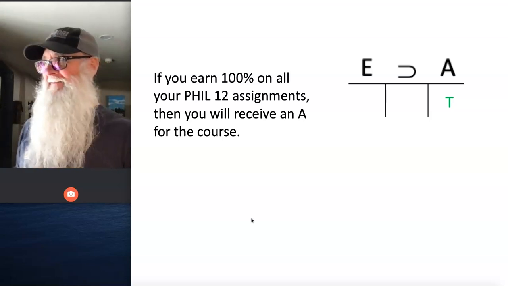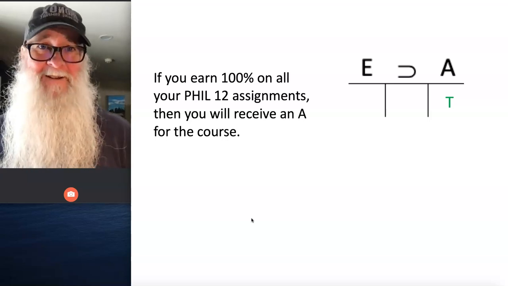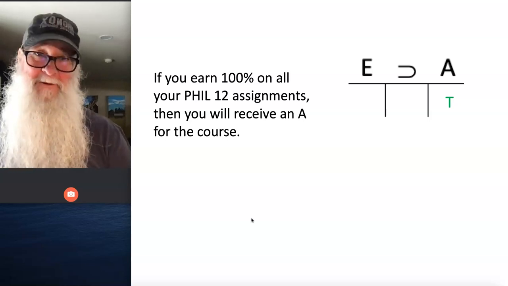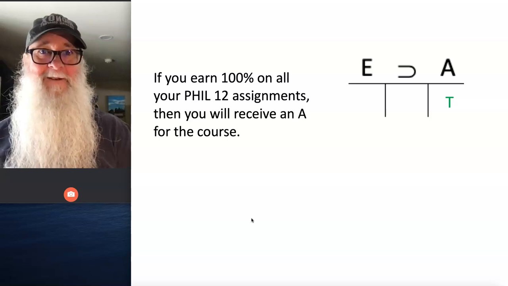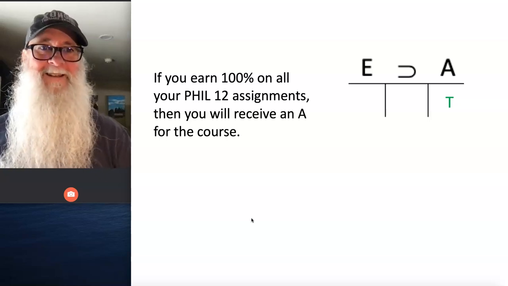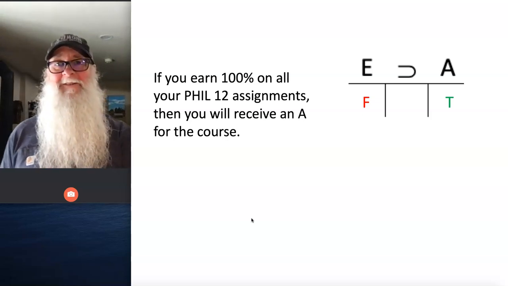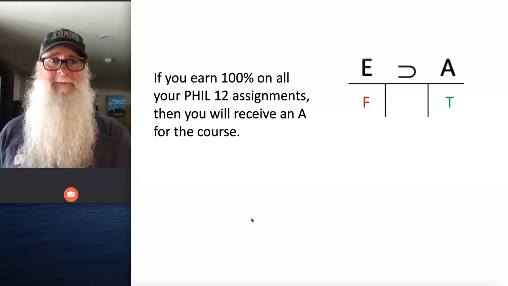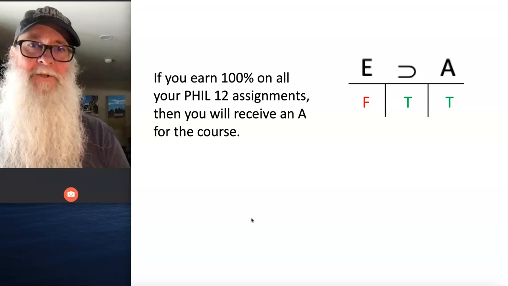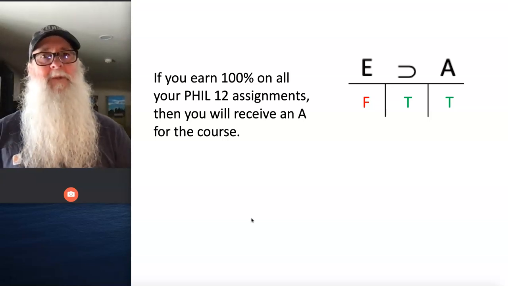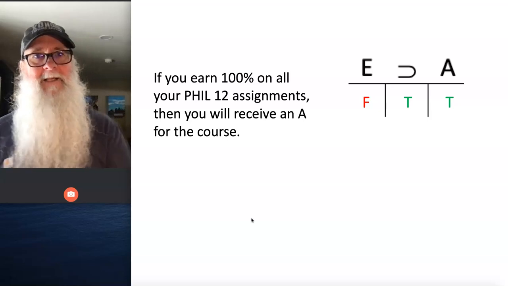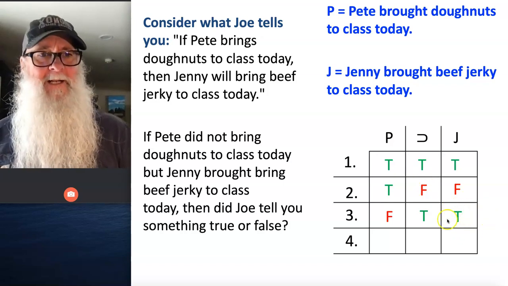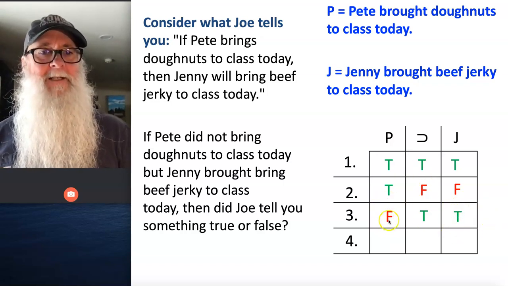But you think to yourself, oh man, I didn't do 100% on all my assignments. He said, if you earn 100% on all your assignments, you'll receive an A for the course. I didn't earn 100% on all my assignments. I earned like 95% on all my assignments, or 90% on all my assignments. Okay? So it's false that you earned 100% on all of your Phil 12 assignments. But I didn't lie to you when I told you that if you earn 100% on your Phil 12 assignments, you'll receive an A. Okay, so I told you the truth. If you were to have earned 100%, you would have received an A, but that's not the only way to get there. Okay, so what we see here is that a horseshoe is true when the right-hand side, the A in this case, is true, and the left-hand side is false.